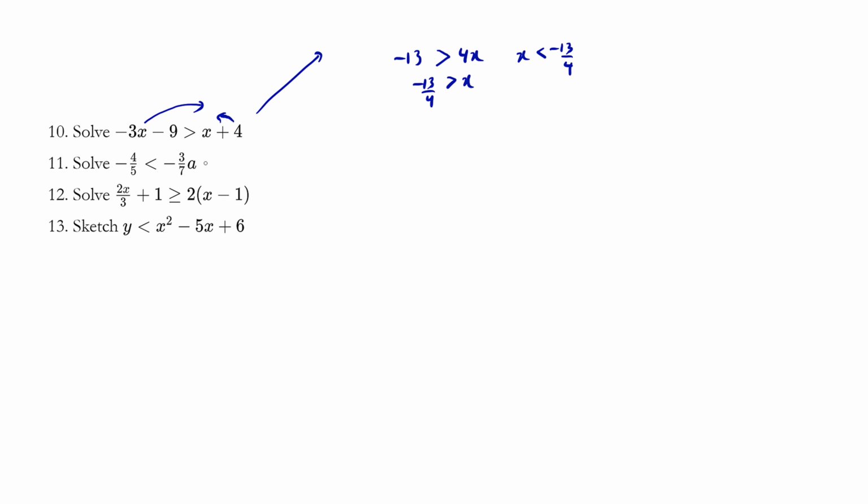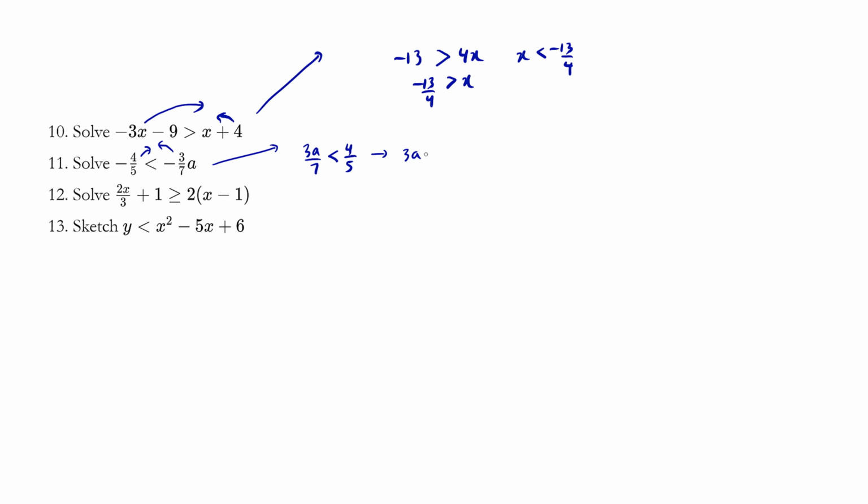Now we're trying to solve for a here. If you really want, you can start moving things around. So let's throw this to the left. Let's throw this to the right. So we have 3a over 7. We're leaving the inequality sign alone. We have 4/5. Let's multiply both sides by 7.